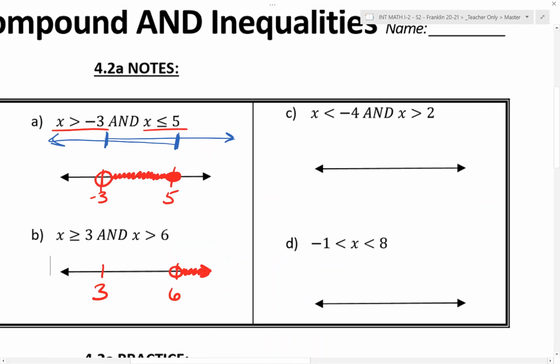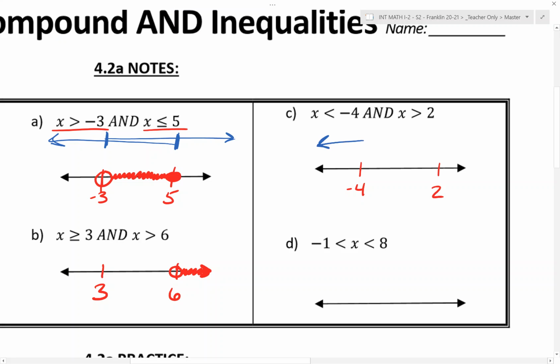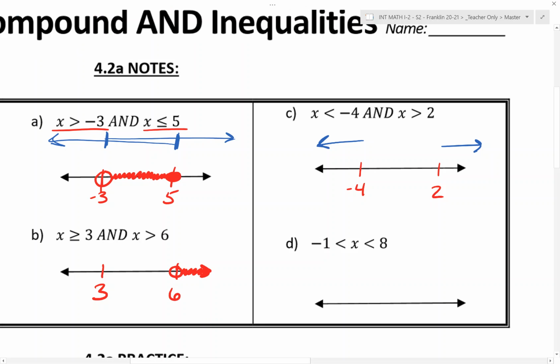Let's look at example C. We have x is less than -4 and x is greater than 2. Let's go ahead and put those on here. We've got -4 and 2. Now let's consider each inequality separately. Less than -4 goes to the left like this. Greater than 2 goes to the right. But we only want to graph where these two things overlap, and if you look at these graphs, they do not overlap. There are no numbers that are both less than -4 and greater than 2.